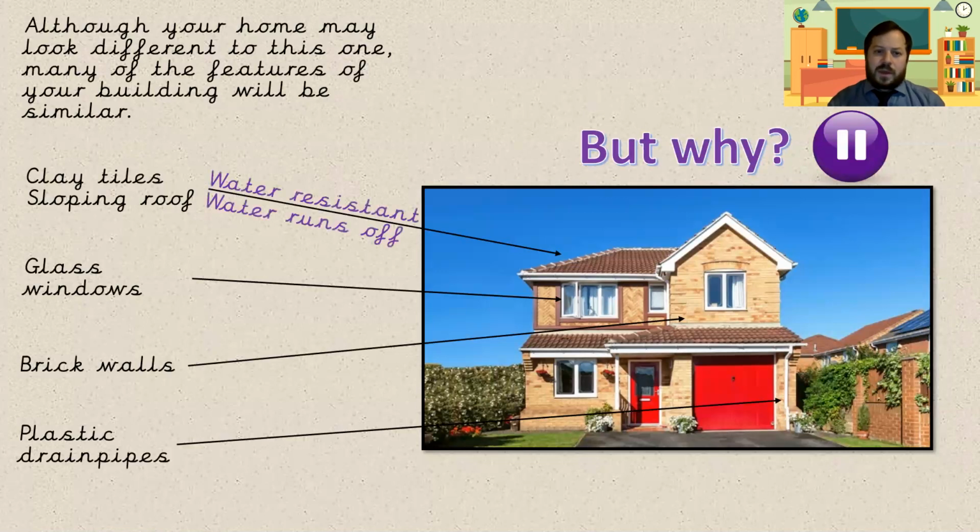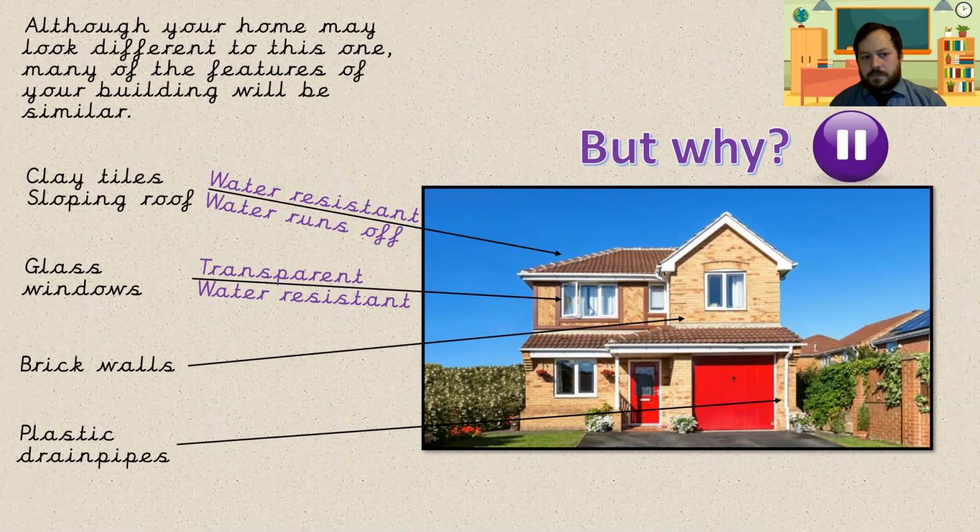Well, the clay tiles are water resistant, so water runs off of them and doesn't go into the house, and therefore you gain shelter from water, the rain, and suchlike. We have glass windows because they're transparent, we can see through them. But not only that, they're also water resistant, which means again, we are not letting water into our house.